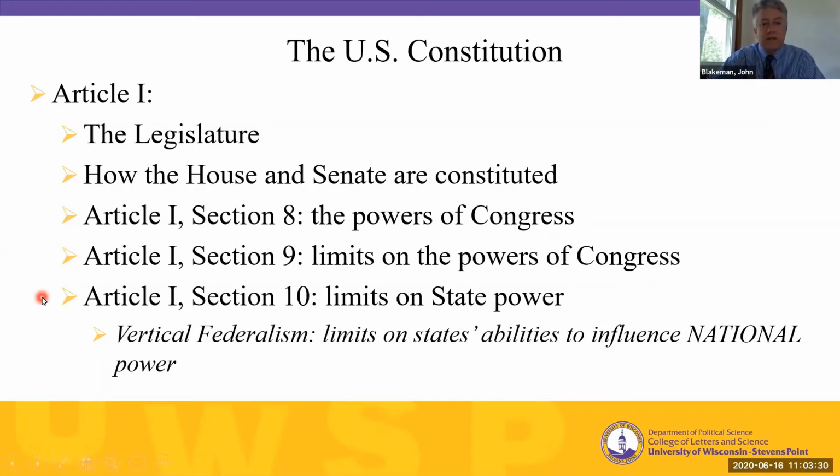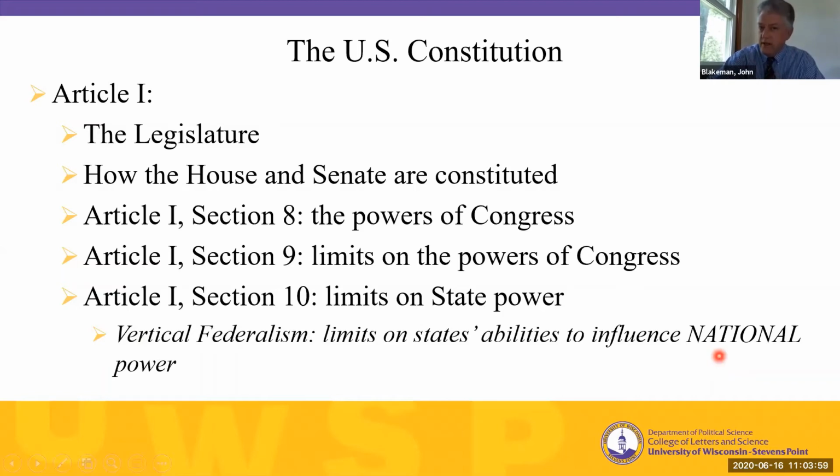Article 1, Section 10 places limits on state power. We're not going to get into this so much in this lecture series, but we call it vertical federalism, sort of top to bottom in a sense. And remember, federalism is the division of power between the national government and the states. So Article 1, Section 10 limits the state's ability to influence national power.